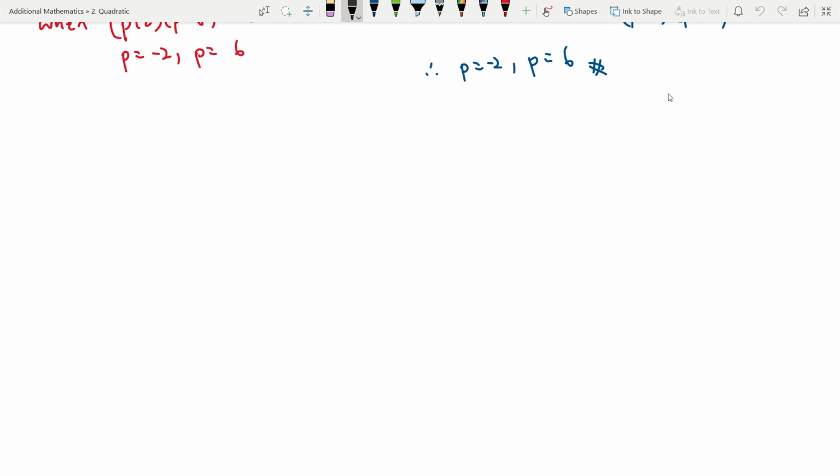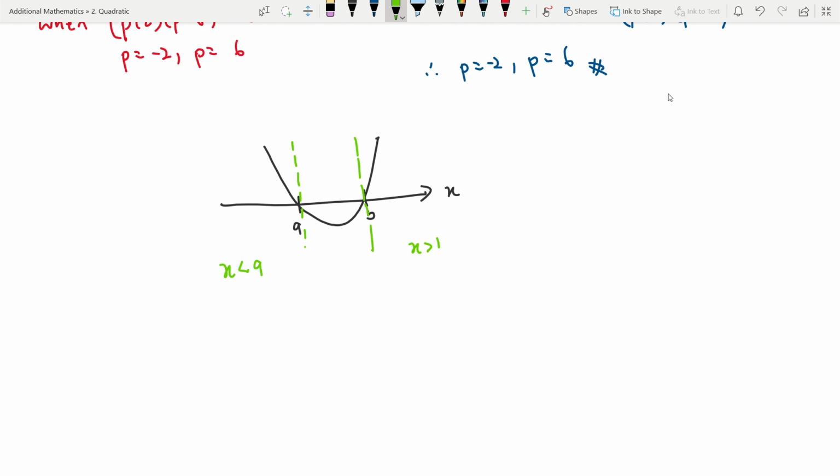From all these examples, we can conclude that if we have a graph that looks like this, this is our x-axis. Let's say this is A and this is B. This section is x is less than A. This section is x is greater than B. And this section is x is between A and B. When y is greater than 0, the area will be this part and this part. Therefore, the range of x will be x is less than A, x is greater than B.